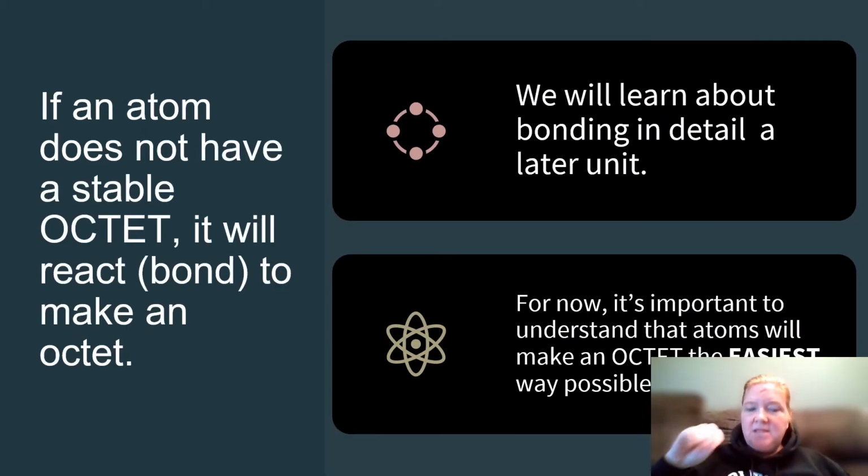So if an atom does not have a stable octet, it is going to react. It is going to bond to make that stable octet. Now we're going to learn more about bonding in a later unit. For now, what is important to understand is that elements will make an octet in the easiest way possible. So is it easier to give up electrons to get the octet, or is it easier to accept electrons to get the octet? Take the easy way.